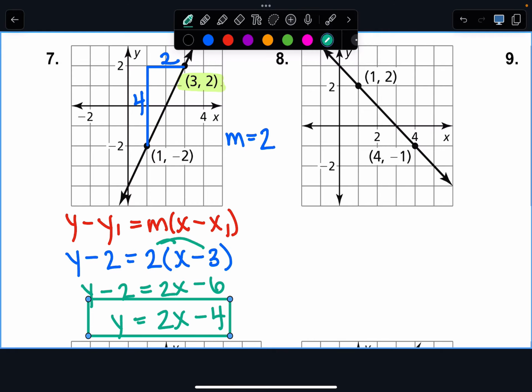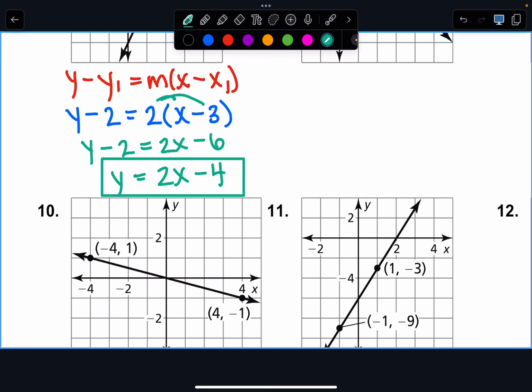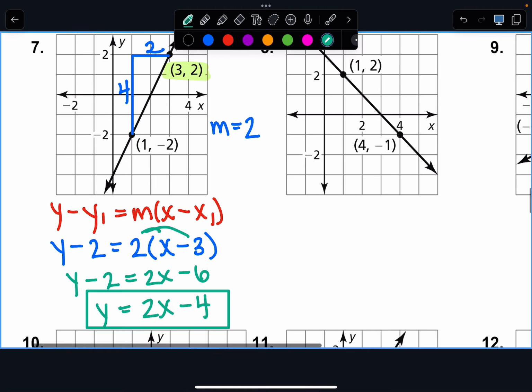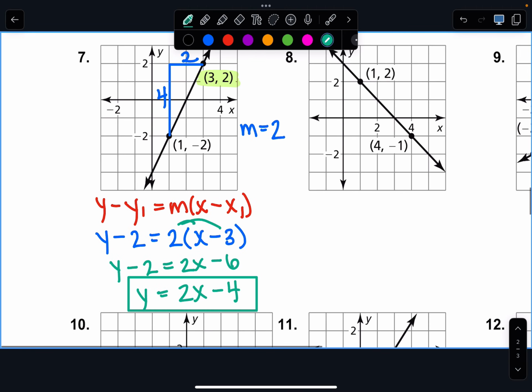What'd you get? Hey, I got that. Hey, we got the same answer even though we used two different coordinates. Axel, what's your question? It's negative 2. Oh, wait, I misplaced. I use 3, 2.